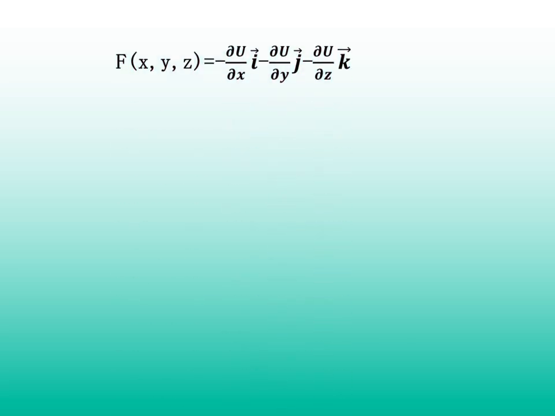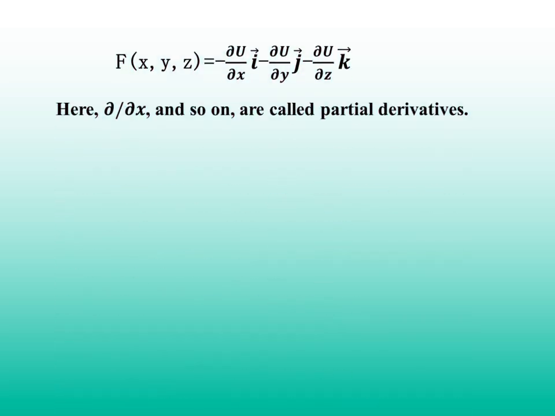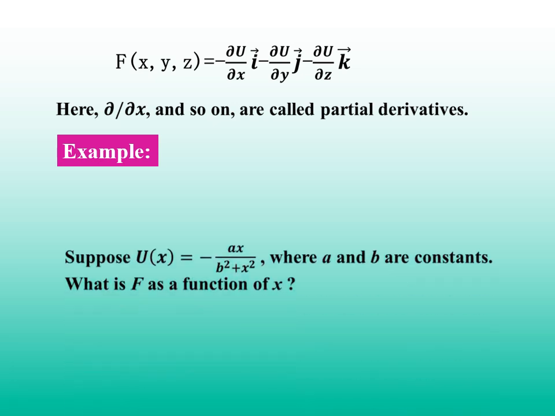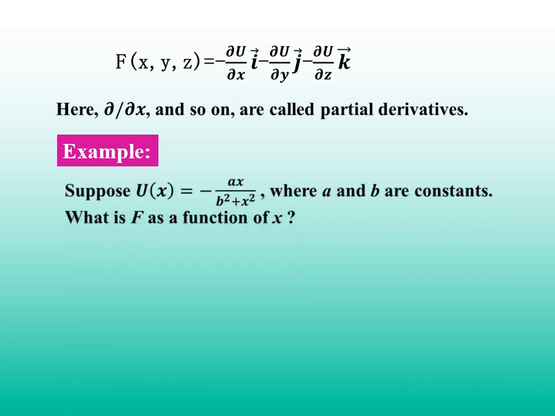For partial derivative, partial u, partial x means that although u may be a function of x, y, z, we take the derivative only with respect to x, with the other variables as constant. The following example shows how to find the force as a function of x if the potential energy function U(x) is given.